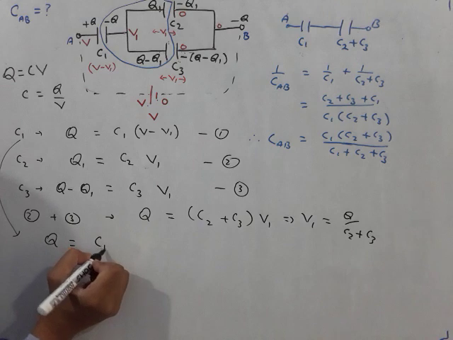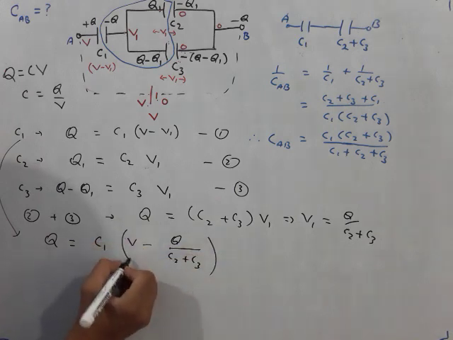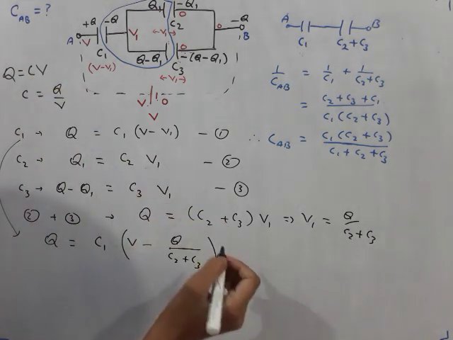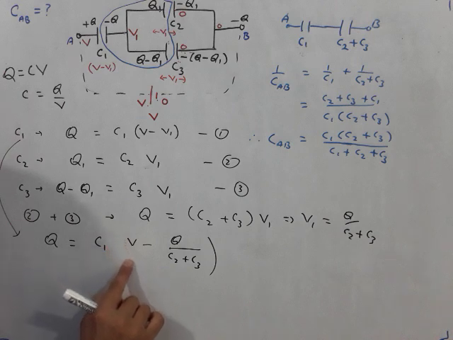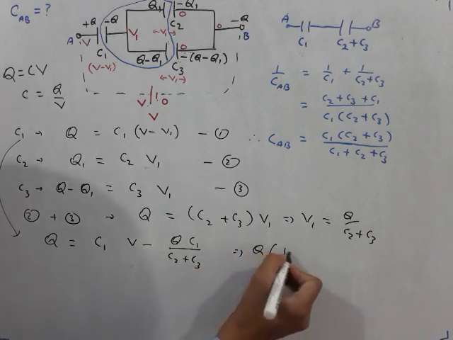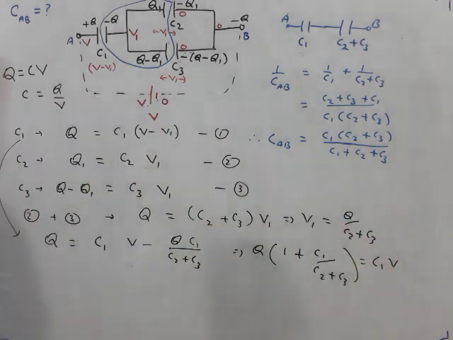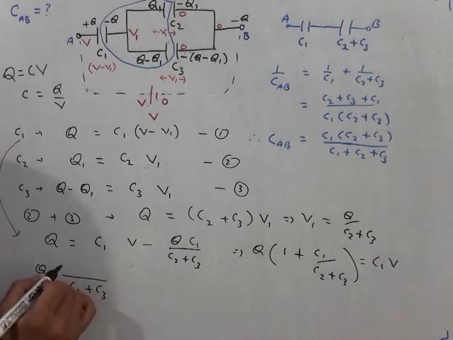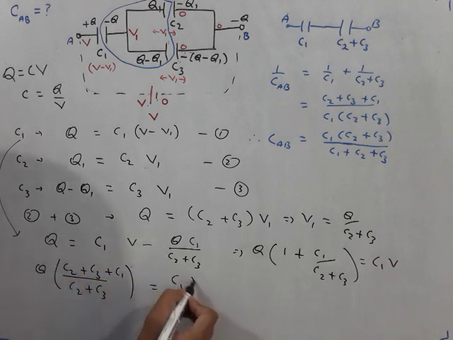So Q is equal to C1 times V minus V1, that is Q upon C2 plus C3. Now we have to rearrange the terms and obtain a relation between Q and V. So terms containing Q will be put together. I can write this as, I will open the bracket, it will become C1 into V minus C1 into this much. This I will take that side, so Q will be common. What will be left? 1 plus C1 upon C2 plus C3, and that will become equal to how much? C1 times V. Is it okay? Here we will take LCM, C2 plus C3, and this will become C2 plus C3 plus C1. You can arrange and write C1 plus C2 plus C3, and that becomes equal to C1 times V.